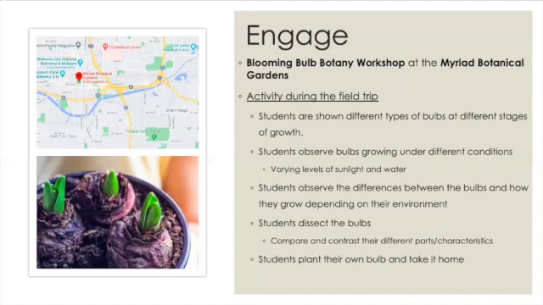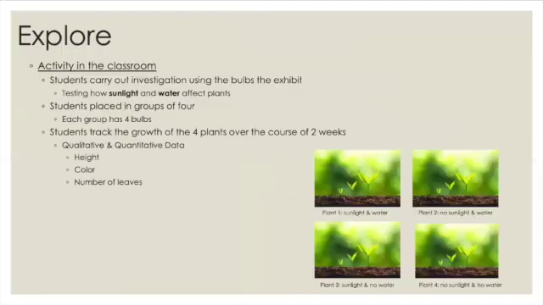And then as a wrap up to this portion of the lesson, students would be directed by museum staff on how to plant a bulb. They would be planting their own bulb, and then they would be able to take it home and nurture it, water it, expose it to sunlight, and watch it grow. And this is where we go into the explore phase of the lesson, which takes place back in the classroom.